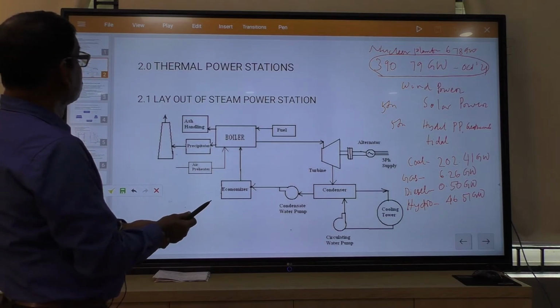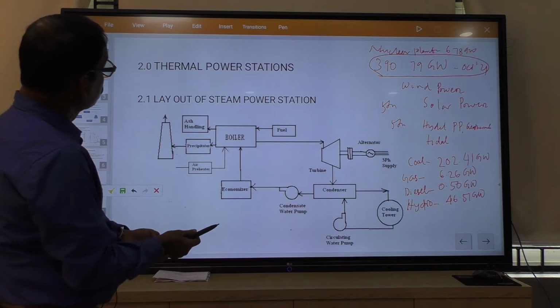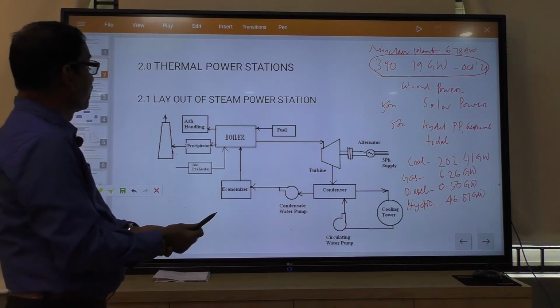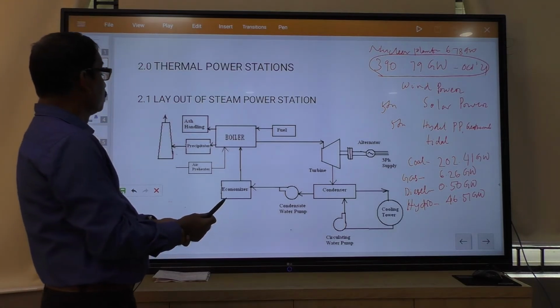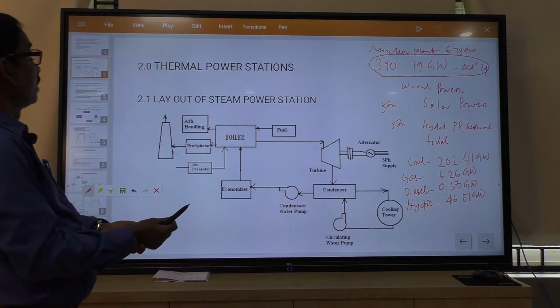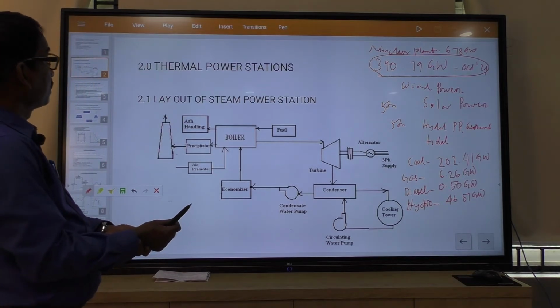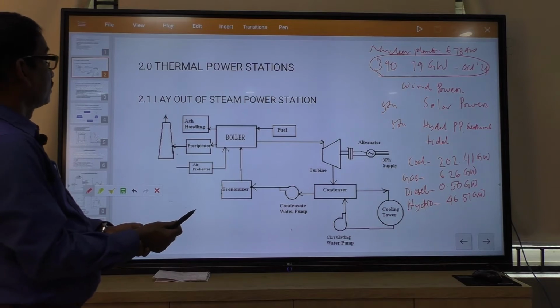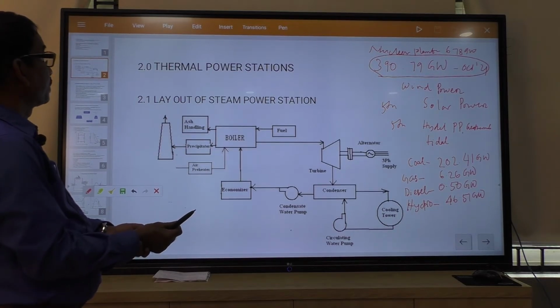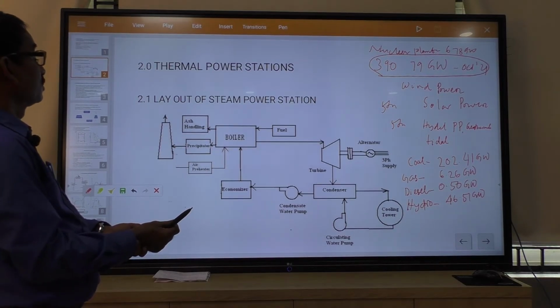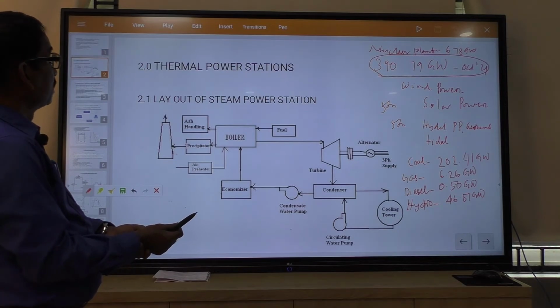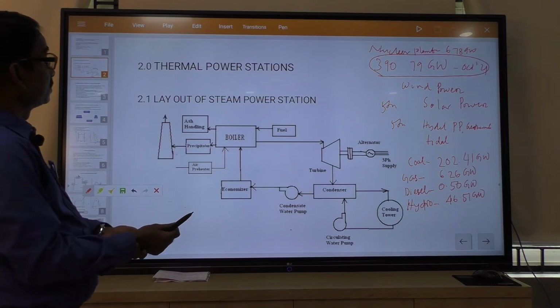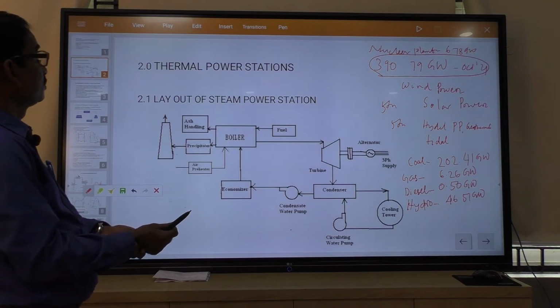First one is your boiler. You know, boiler is also known as steam generator. The steam generator produces steam continuously from water at high pressure and high temperature, and the heat content of the steam, the total heat of the steam, is known as enthalpy.